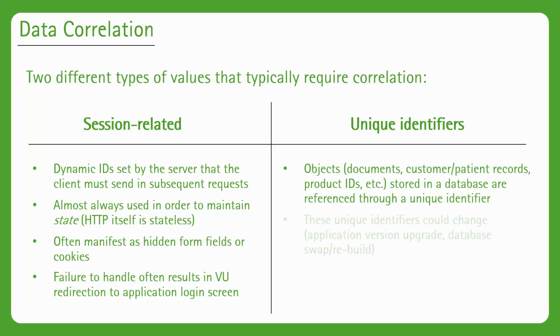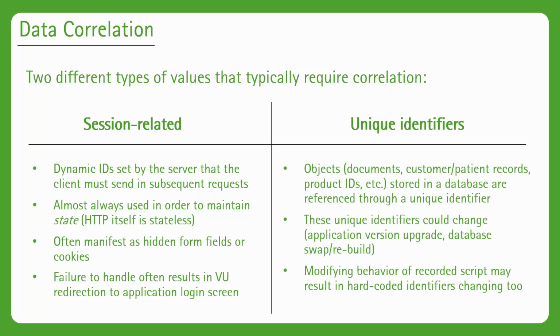Unique identifiers, on the other hand, tend to represent objects. Objects is a pretty broad term, but it'll encompass things like documents or customer or patient records, product IDs, anything in that kind of category. When you store an object on a database, it usually has some kind of primary key or unique identifier, which is what the application itself uses to keep track of what product it is dealing with.